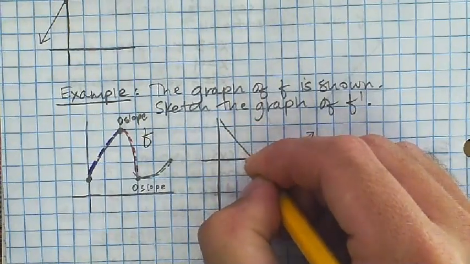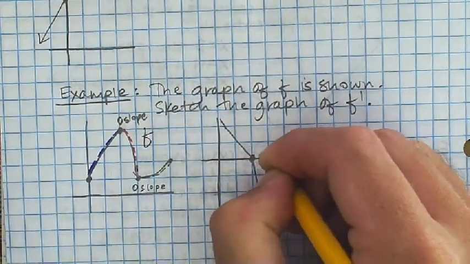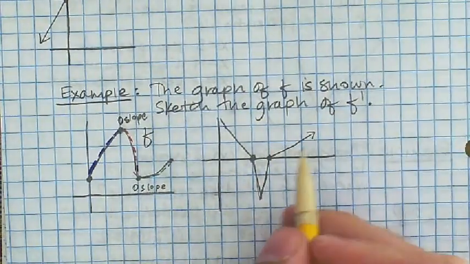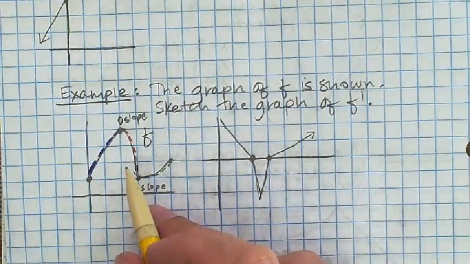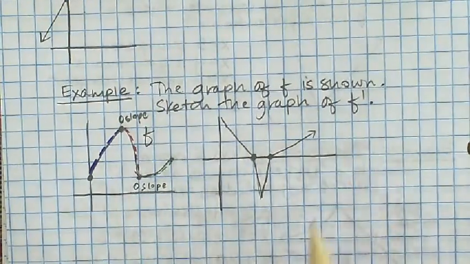That is pretty much what I'm seeing. This is, of course, as best I can do. I don't know if these are going to be sharp corners or smooth or anything. I don't know anything about this graph. I've just sketched a picture of it.